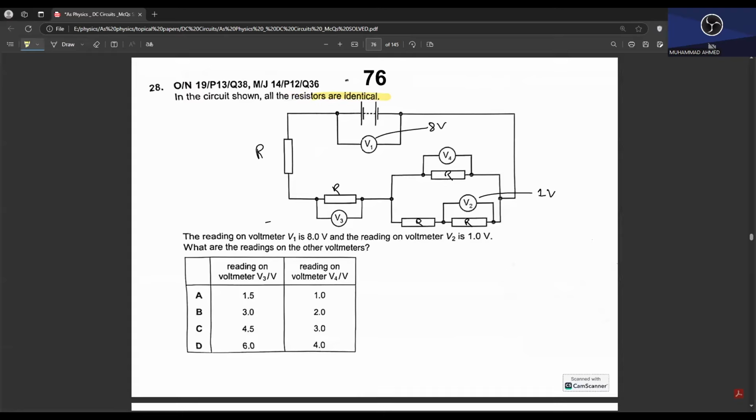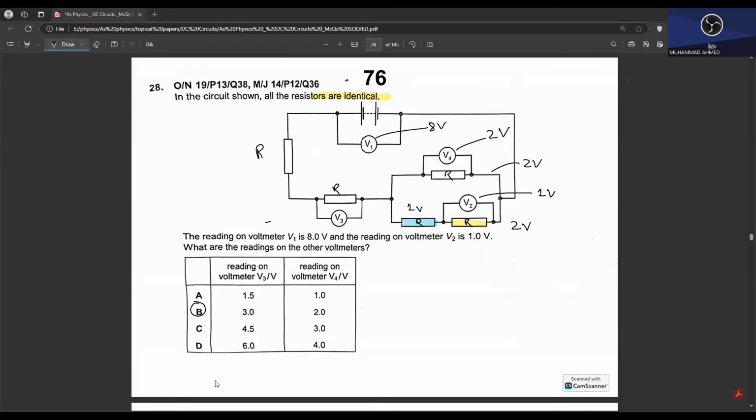If this yellow resistor and this blue resistor are identical, and if this yellow resistor is receiving 1 volt, this will also receive 1 volt. The combined voltage across this entire branch will come out to be 2 volts. This branch will also have 2 volts. Hence, voltmeter 4 has a reading of 2 volts. There is only one option like that. Wow, this was an easy question. B is your answer. The answer to 76 is B.